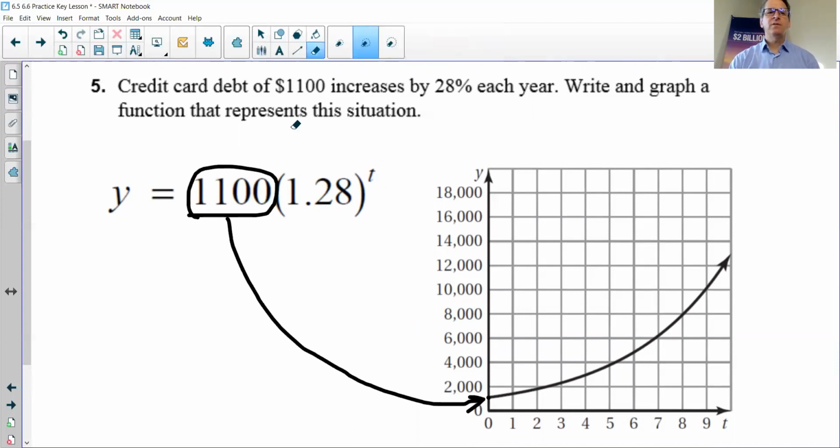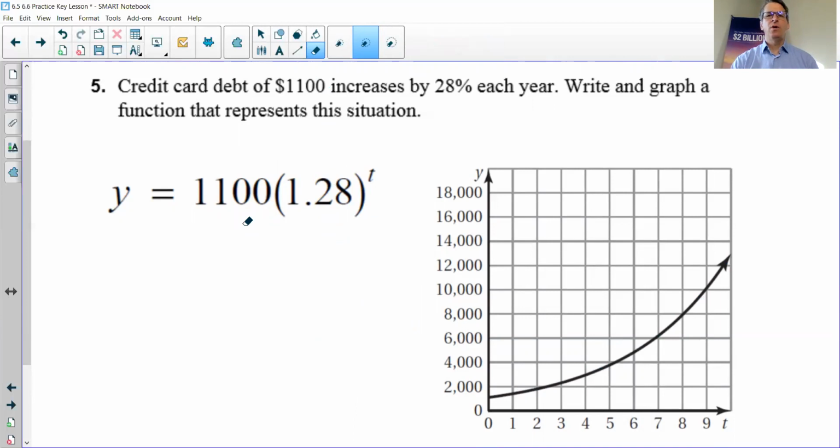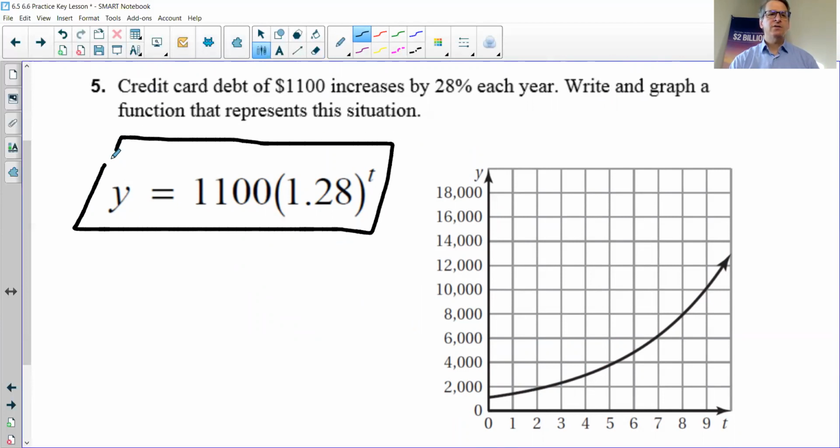If you think about this, it's growing at a pretty good pace. At $1,100, and if it's going up 28%, after 1 year you're right here, 2 years you're here, 3 years you're above 2,000, and so forth. It grows exponentially. It's a growth. So the graph of the function would be here in this rectangle, and the graph would look like this: exponential growth of a credit card.